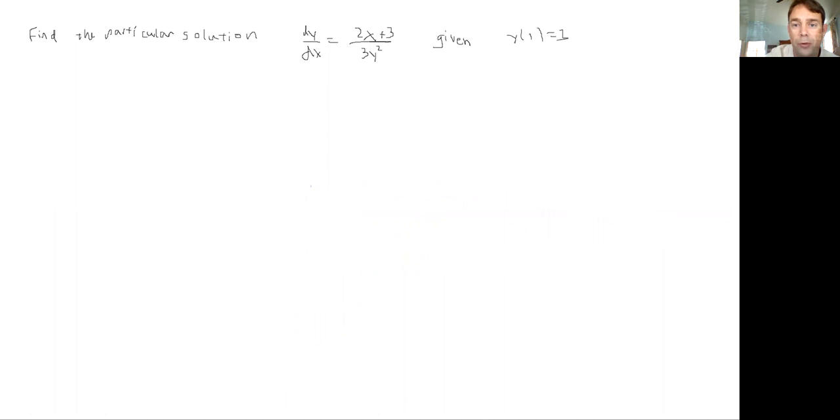All right, so we're going to separate our variables here. We have 3y squared dy equals 2x plus 3 dx. And we integrate both sides. y cubed equals x squared plus 3x.